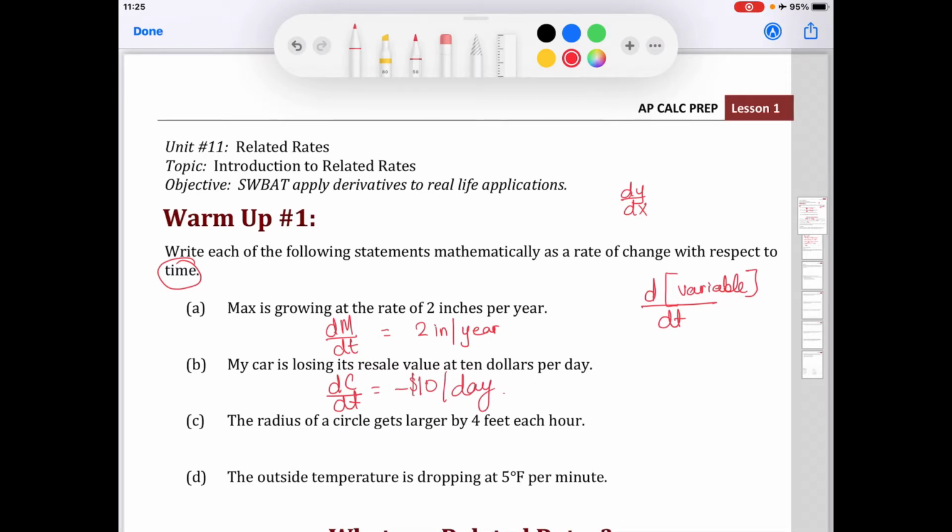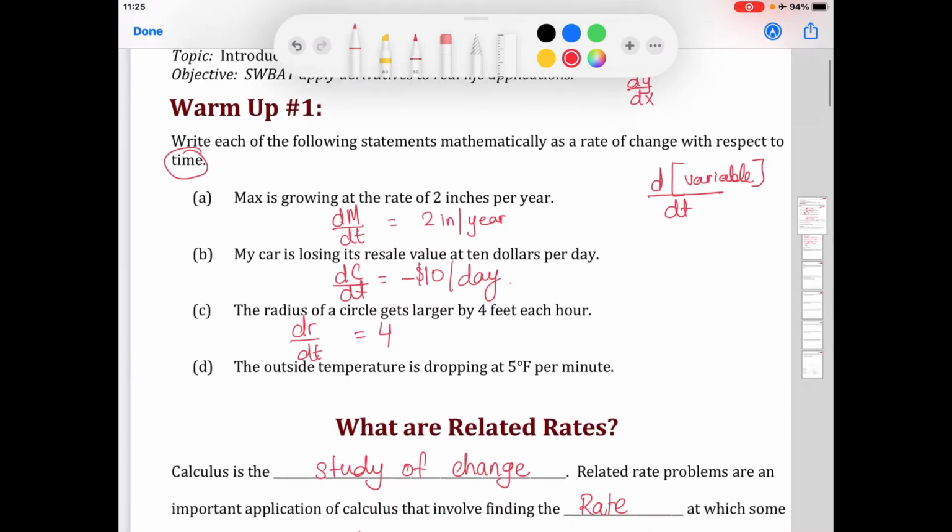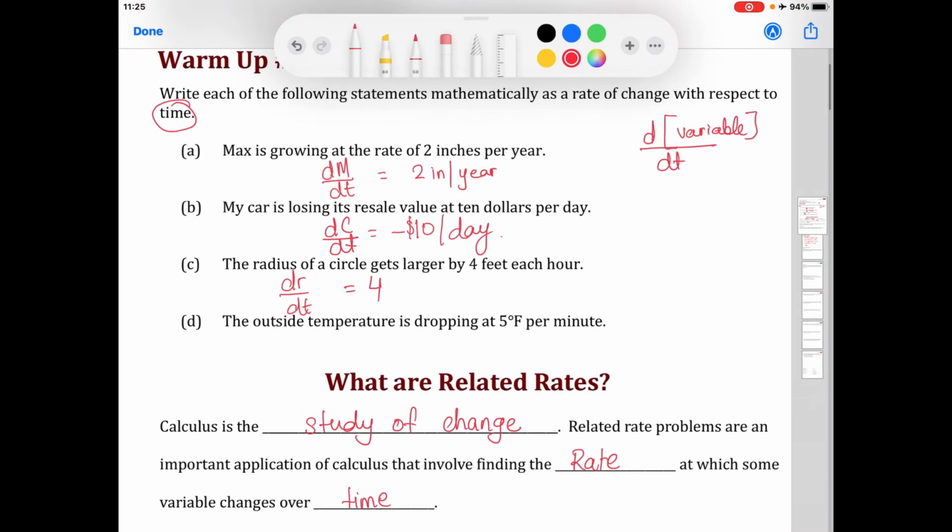The radius of a circle gets larger by 4 feet each hour. So how's my radius changing with respect to time? dr over dt is 4 feet per hour. And the outside temperature is dropping at 5 degrees Fahrenheit per minute. So I'm going to use capital T for temperature and lowercase t for time, and it would be dropping, so it's going to be negative 5 degrees Fahrenheit per minute.